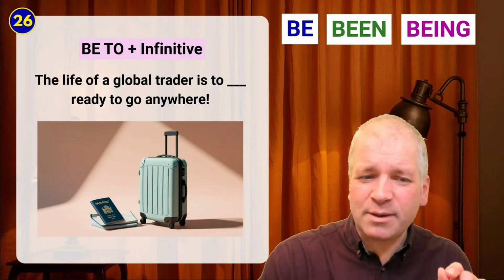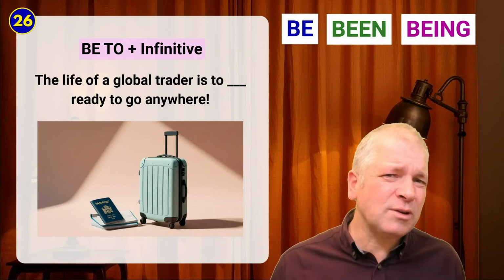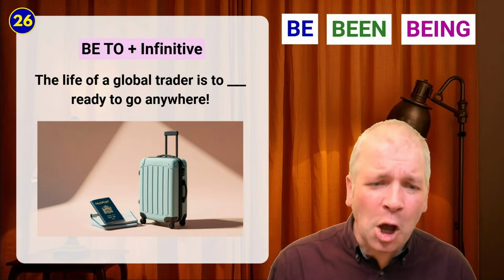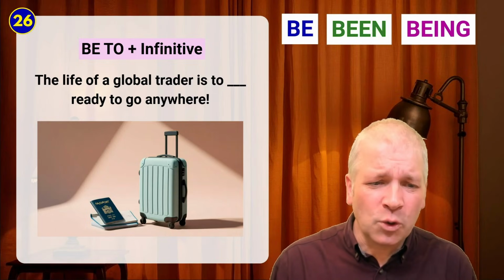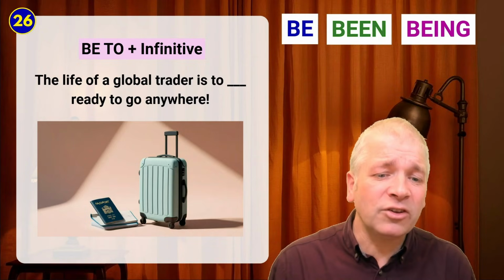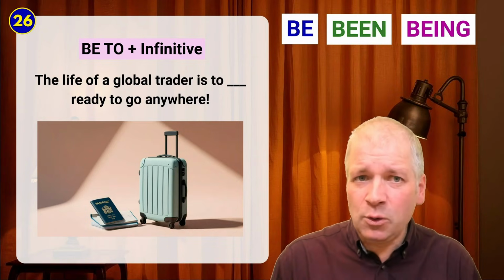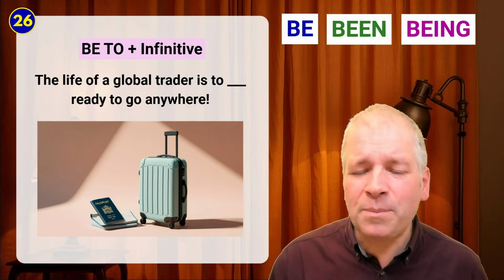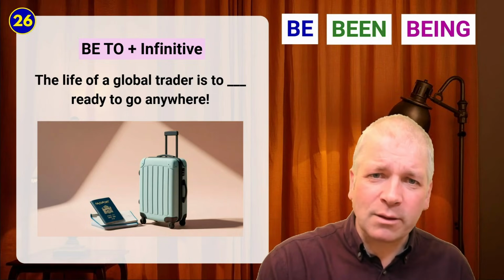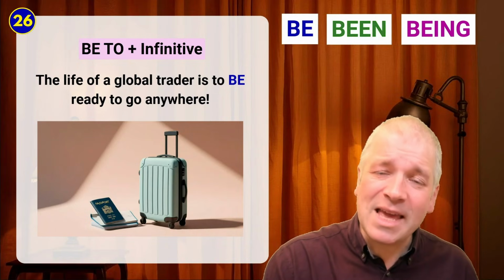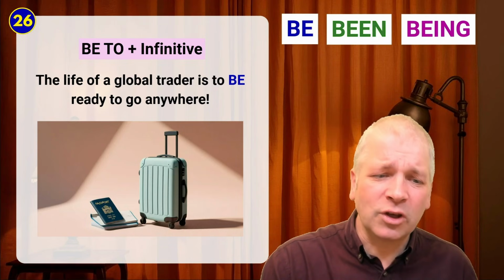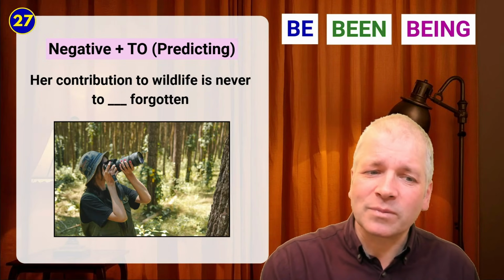Here we have a suitcase and a passport, and they belong to someone who's involved in global trading. The life of a global trader is to something ready to go anywhere. So is to comes from be to, but sometimes we'll use the verb to be after that little phrase. What goes here? Well, it's be. The life of a global trader is to be ready to go anywhere.